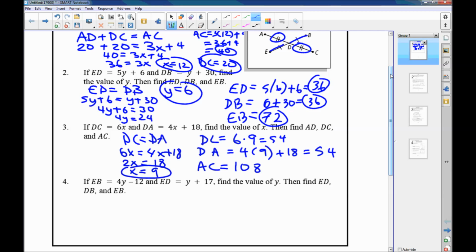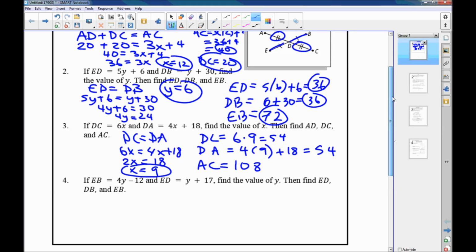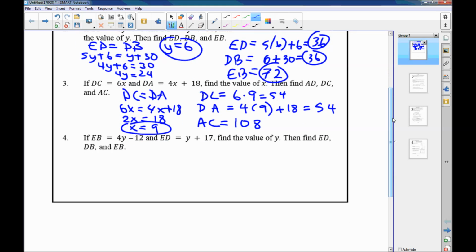So we know the whole length, and we know one of the short ones. So we know this, ED plus DB should equal EB. That's our segment addition postulate. The two short ones add up to the long one. All right, and we also know it was bisected, so ED and DB should be the same length.